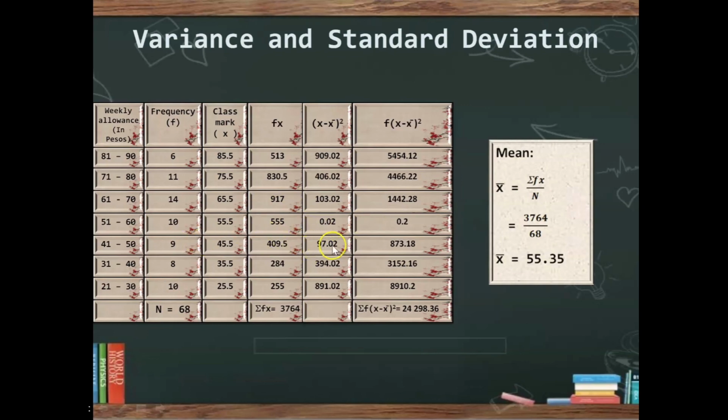9 times 97.02 is equal to 874.18. 8 times 394.02 is equal to 3,152.16. 10 times 892.02 is equal to 8,910.2. So, the summation of f times (x minus mean) squared is equal to 24,298.36. And proceed to the next slide, which is the variance and the standard deviation.